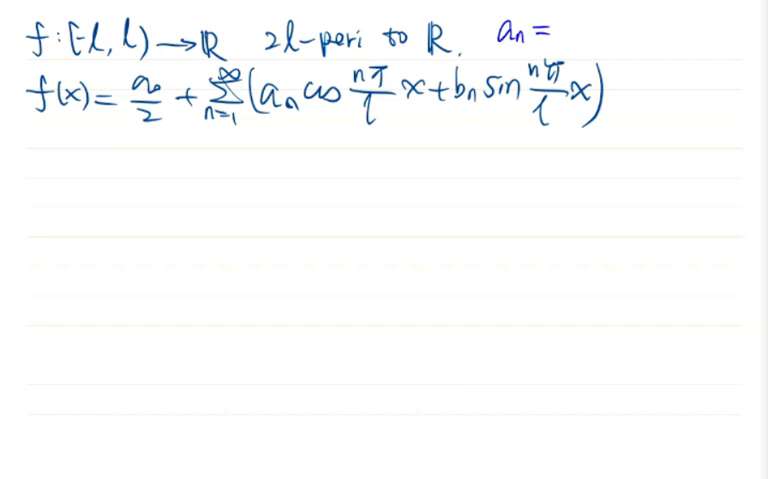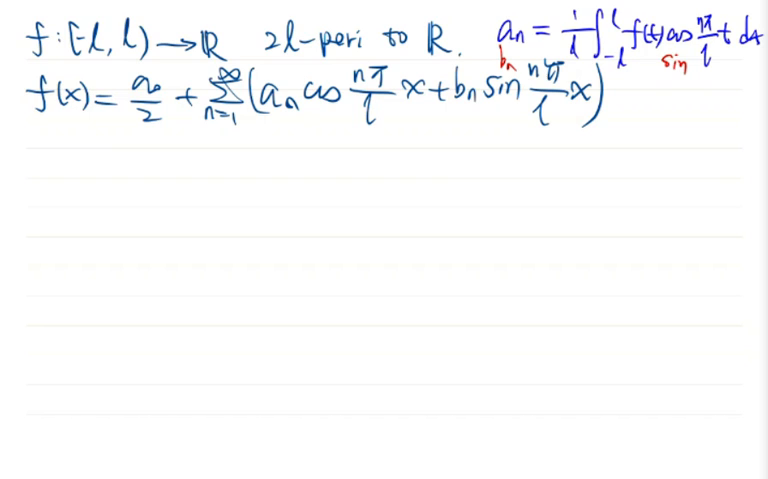an is 1 over L times the integral from minus L to L of f(t) cosine n pi t over L dt. And for bn, this is with sine. Okay, we have the formulas for an and bn.